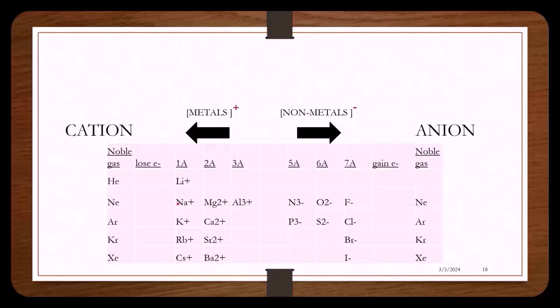So going down to the third row, we would have sodium. It would form a charge of 1+. Magnesium would form a charge of 2+. And in the third column, aluminum would form a charge of 3+. Moving over to the nonmetals, fluorine would form a charge of -1. Oxygen would form a charge of -2. And nitrogen would form a charge of -3.